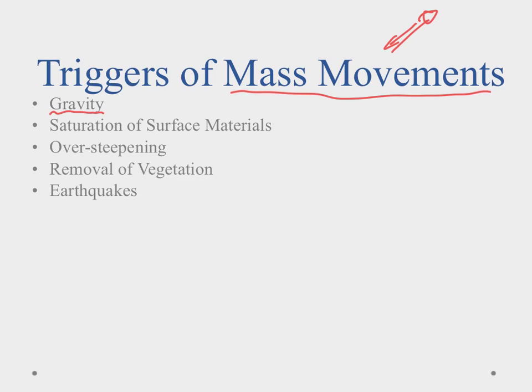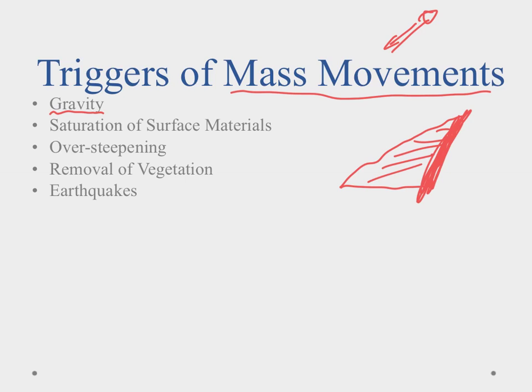Over steepening, if we take a mountain that had a nice little slope like this, but then we decide that we're going to cut this part off. Okay, so we take out this part here, then you can see how now it's going to be steeper, and that's going to be a little bit more of a trigger that we can see these mass movements happen.